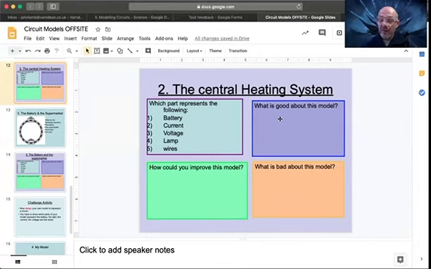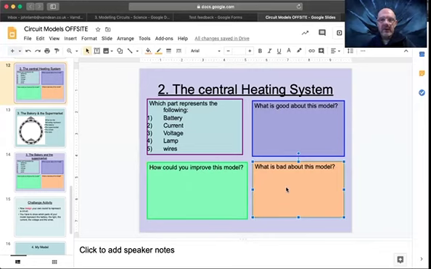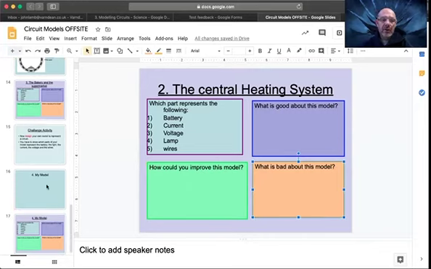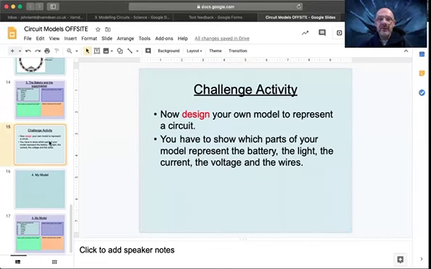You're going to criticize the model. You're going to say what is good about it, because there are things that it does represent well, but things that really aren't explaining the idea as well as it could. And then you're going to try and design your own. Now, this is a challenge activity. If you find this too difficult, but you've done all of the other things, you can stop, okay? This is a challenge activity.